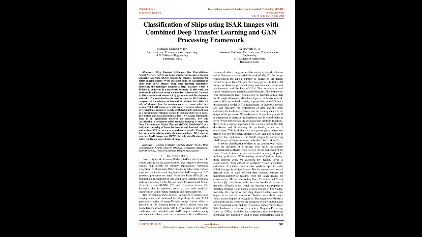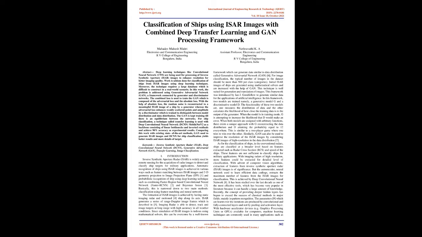Introduction. Inverse Synthetic Aperture Radar, ISAR, is widely used in remote sensing for the acquisition of radar images to detect and classify ship targets for military applications. Automatic recognition of ships using ISAR images is achieved in various ways, such as feature matching between ISAR images and 3D geometry projection to image projection plane, IPP, [1], and probabilistic recognition of ship using deep learning techniques such as combining faster region-based convolutional neural network, faster RCNN, [2], and Bayesian fusion [3]. Basically, this is narrowed down to two main methods: classification using feature matching and neural network.